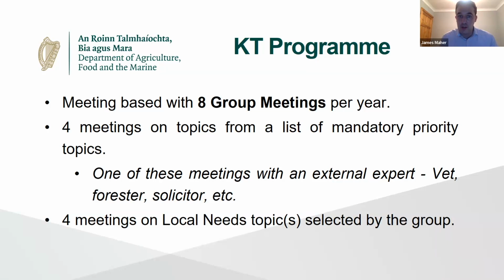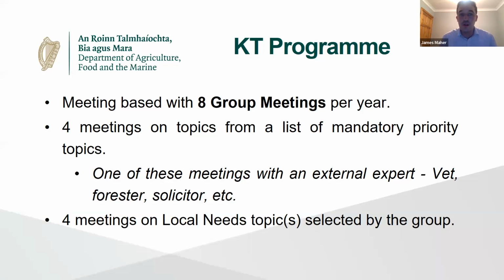4 of these meetings will be on topics from a list of mandatory priority topics. Those topics are set out in detail in an annex in the terms and conditions, and they align very closely with what James had presented earlier in terms of the Common Agricultural Policy objectives. One of those 4 meetings will have to be delivered by an external expert. I've just listed some of the occupations here where that expert might be drawn from, whether it be a vet, forester, or solicitor, for example.